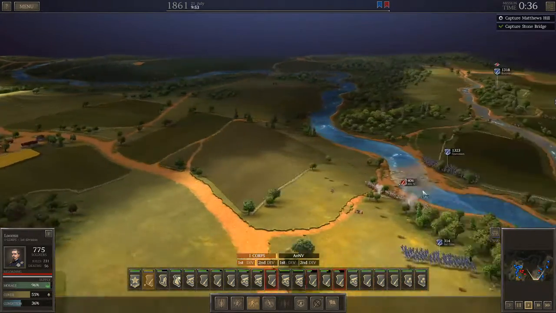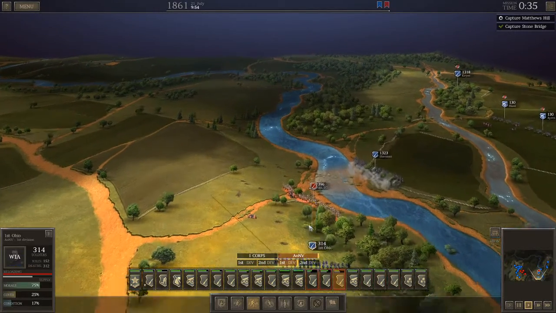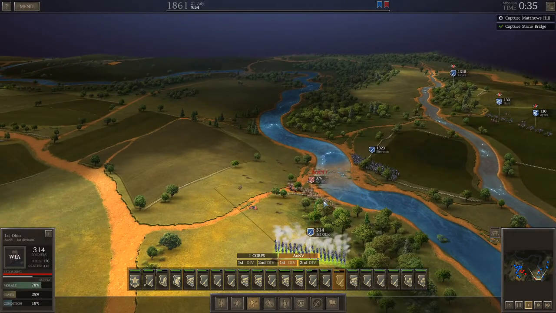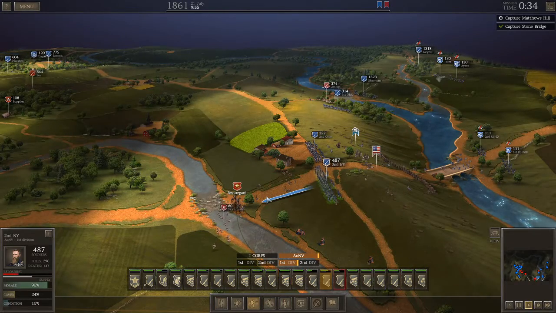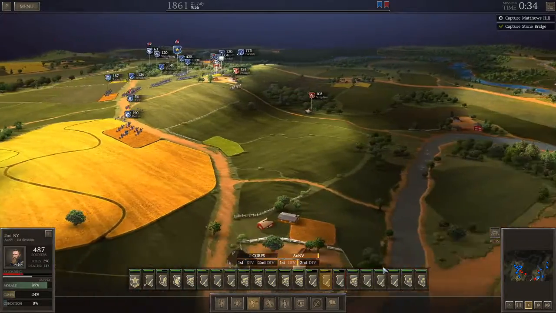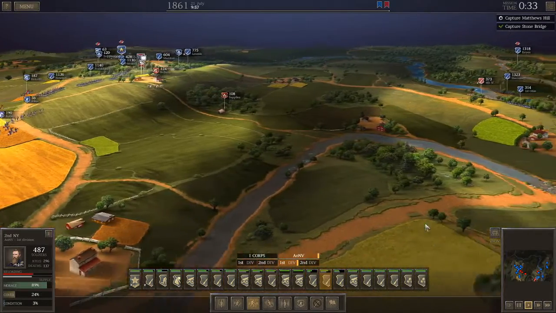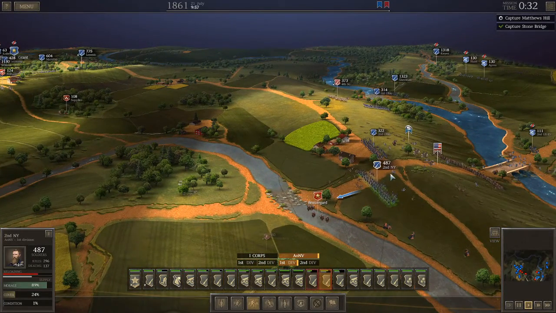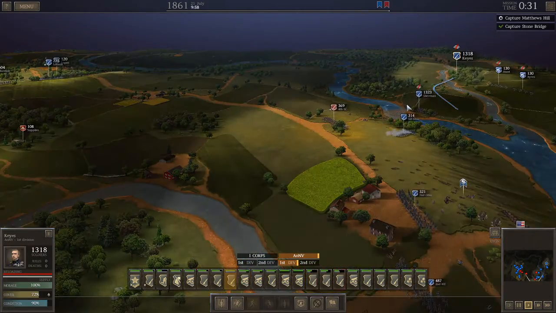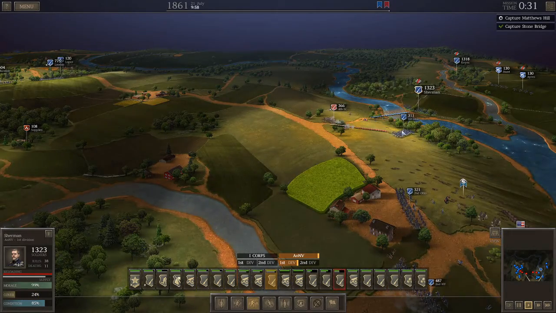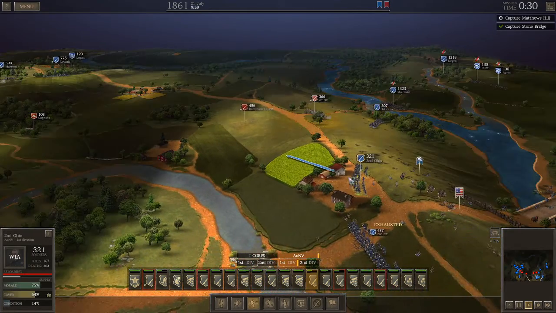And we're going to keep going. So we had the stone bridge at the very least. Ayo, Beauregard, we're going to cut your guys off. Keys is now able to get over here. Hampton's Legion.